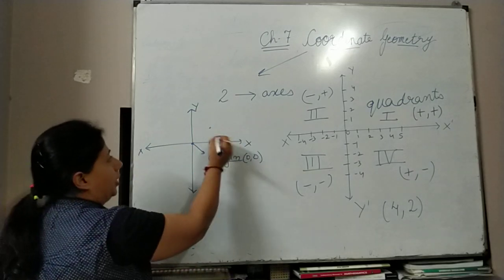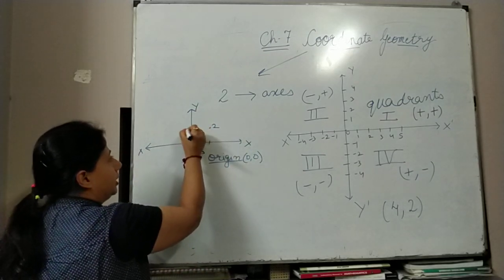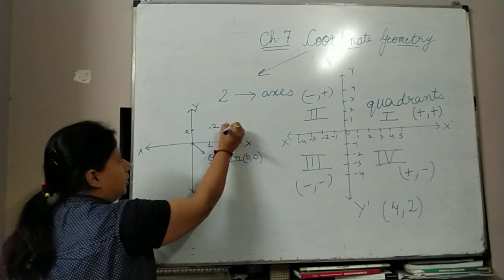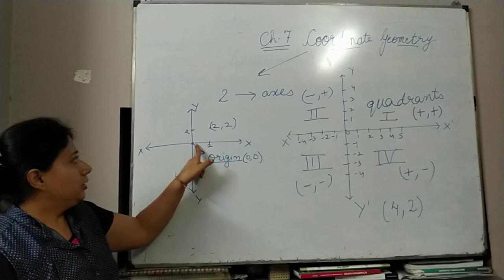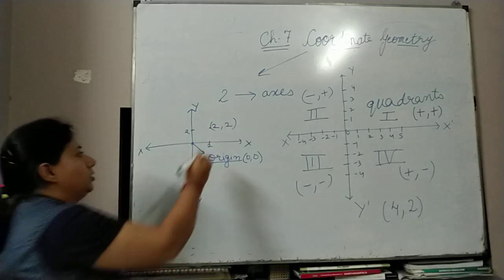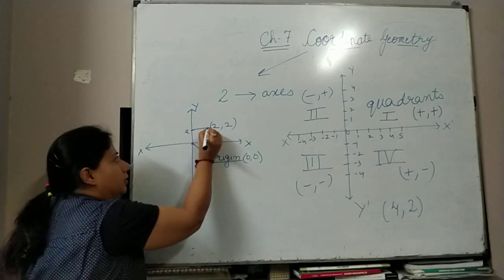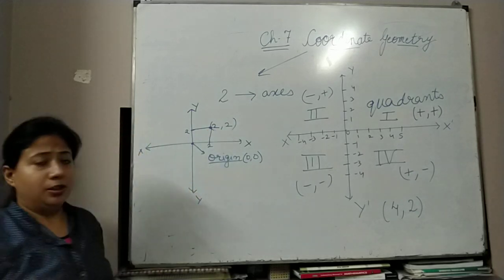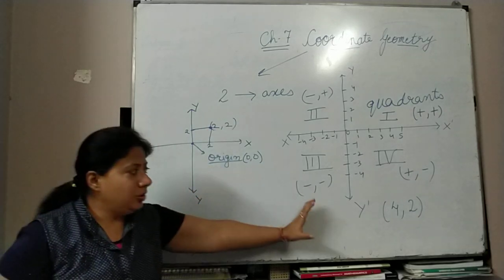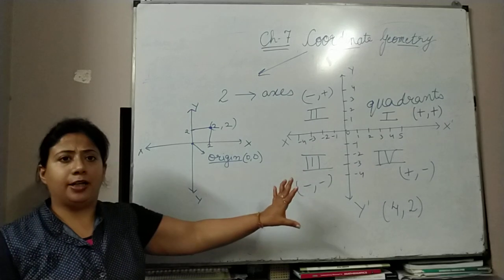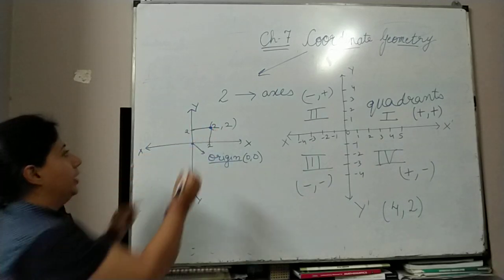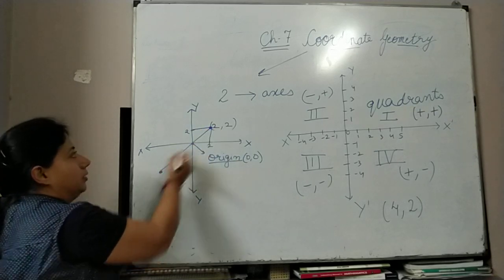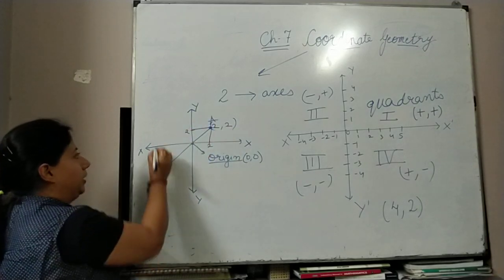Now I am taking one point, let it be (2, 2). From the origin, this is 2 and this is 2. We join them. In 9th we only plot the points on the Cartesian plane. In 10th we have to calculate the distance between this point and some other point, let them be A and B.